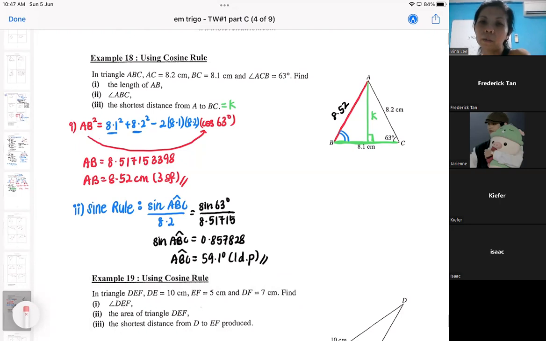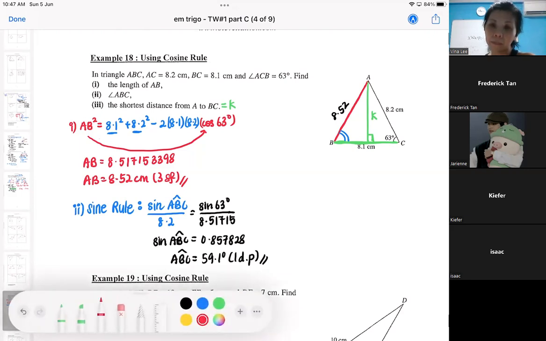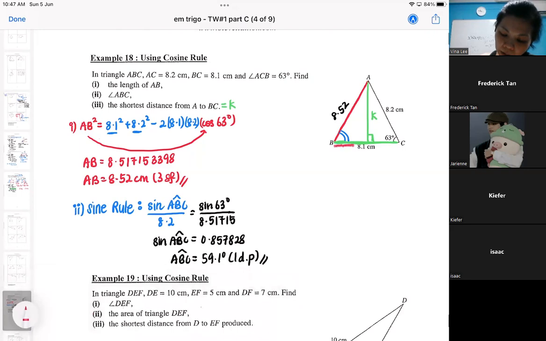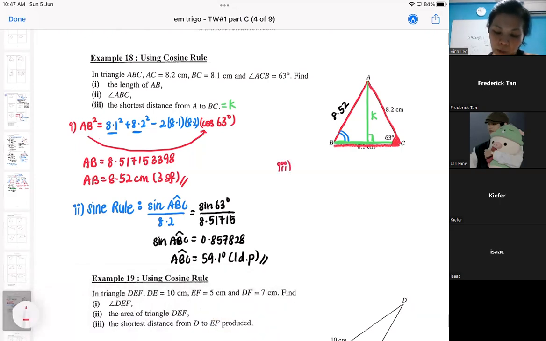So such a question will be using area. So we will be using area half AB sine C. I will be using 8.1, 8.2, and 63. So I will be using area of triangle. That's what we did last week. Area of triangle using half AB sine C. So last week we learned this formula.